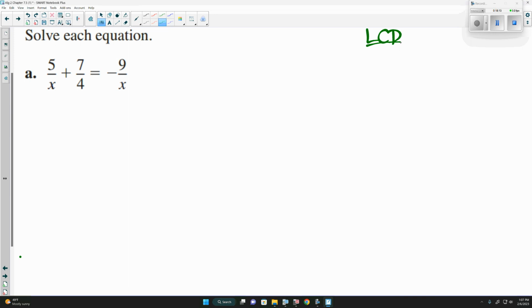What's one thing we know we'll need to multiply all 3 fractions by? X. Because all 3 will need to be multiplied by x, because we do have an x in the denominator. What else will we need? A 4, because the middle one has a 4. And we could go through and cross them out, because we can say that this x will cancel out with this x, this 4 will cancel out with this 4, and this x will cancel out with that x. Yes?